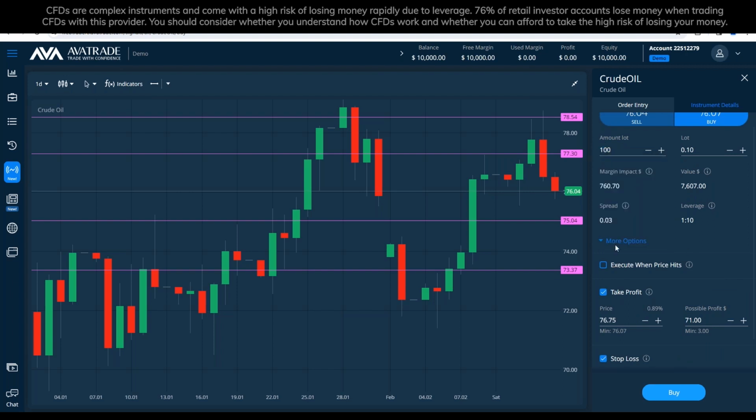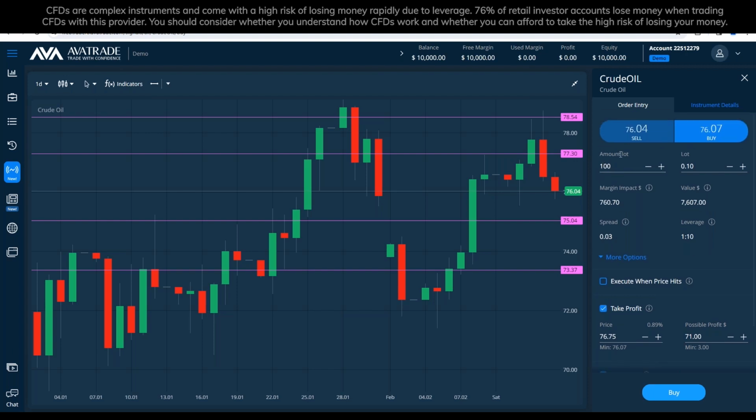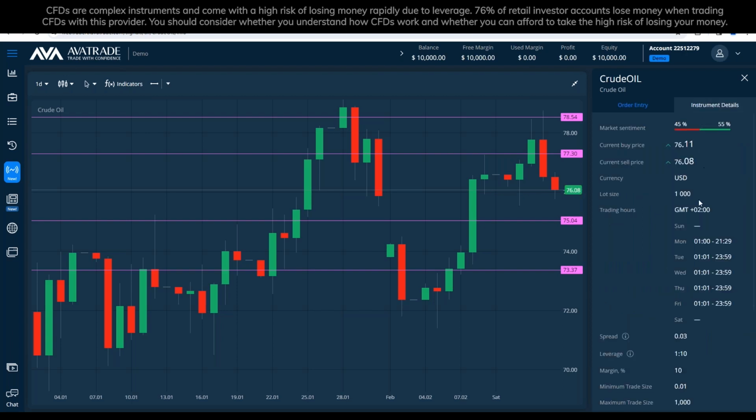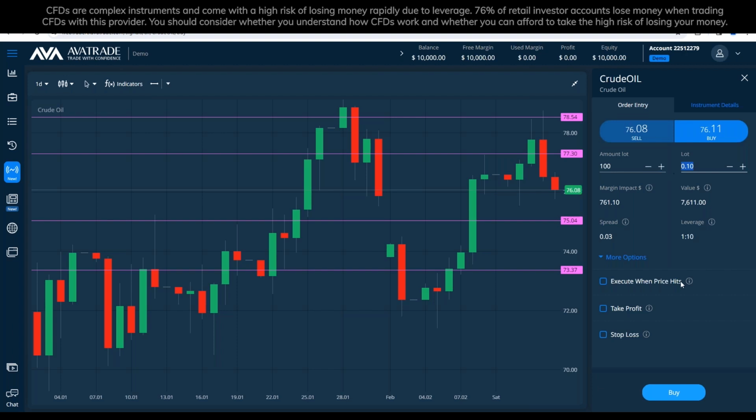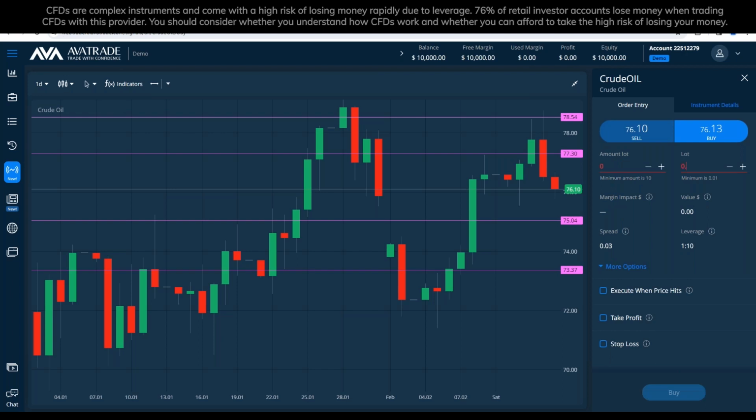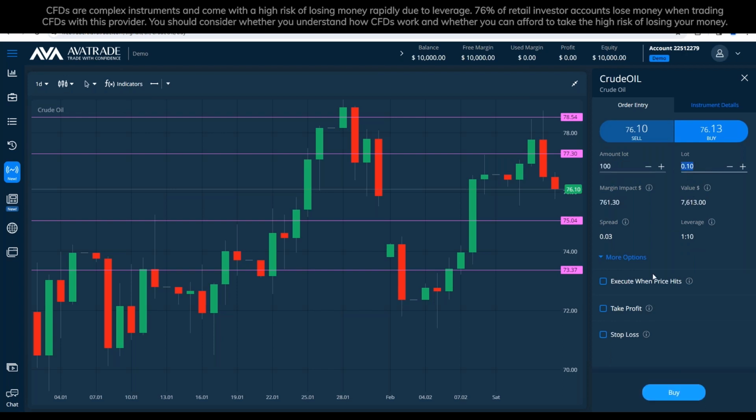How can I know how many barrels I have? Because it's written down here under amount lot. If I want to see what's the size of this lot, I can do one of two things. A, I can click here on the instrument details and see that the lot size is 1,000. That means that when I have 1,000 barrels, I have one lot. Or I can simply do what I just did. I just erased it and placed one, right? And this will work with any other asset. When I'm placing one lot, it's going to show me how much one lot is.